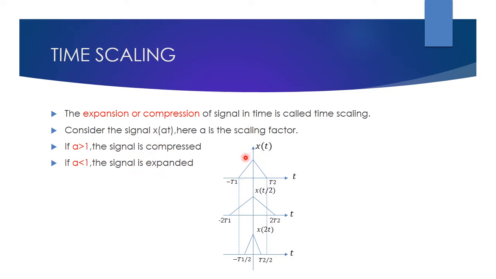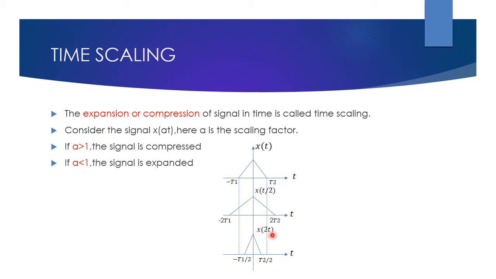So for example, consider this is our x of t. It ranges from minus t1 to t2. Now we have to calculate what is x of t by 2 and x of 2t. So x of t by 2 means x of 1 by 2 into t. That means 0.5 into t. So here 0.5 is less than 1. Therefore the signal gets expanded.